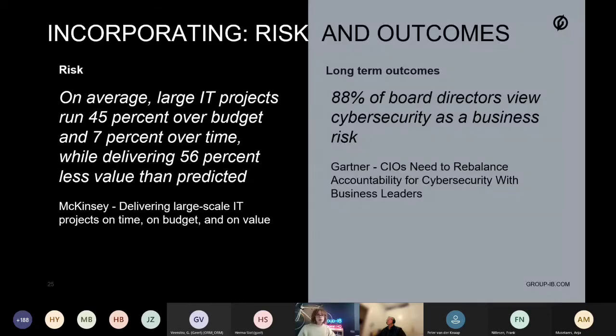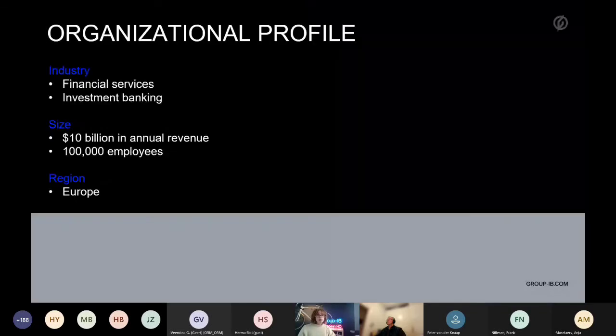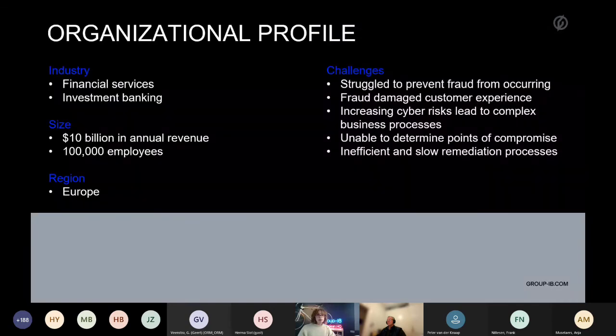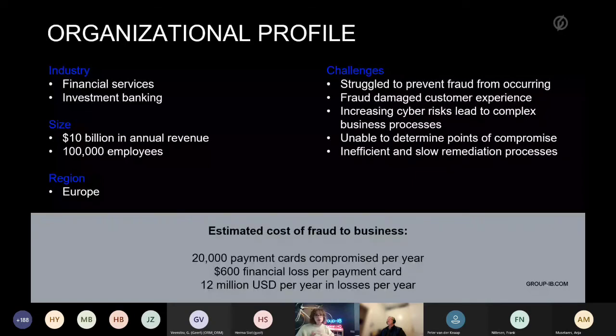So to go into a very brief case, the Total Economic Impact reports looked at a financial services company, which is also in investment banking. It's a $100 billion company with over 100,000 employees in Europe. They were struggling with fraud. It was damaging the customer experience that I talked about, and creating a lot of complexity as they tried to stay on top of, remediate, and minimize the fraud, but they were struggling. The estimated cost to the business was substantial, with an estimated 20,000 payment cards compromised per year at $600 of loss each, 12 million USD in losses per year.